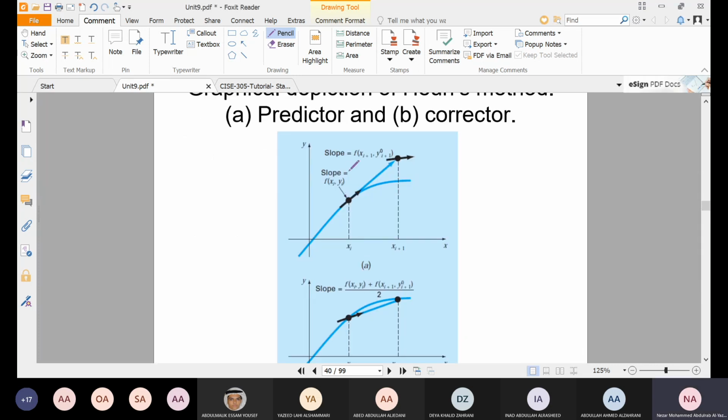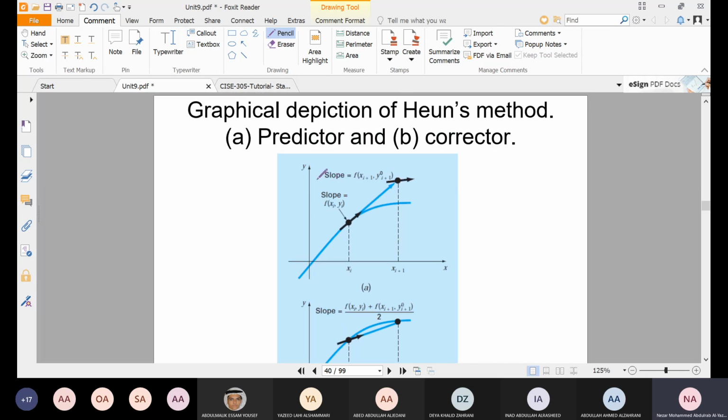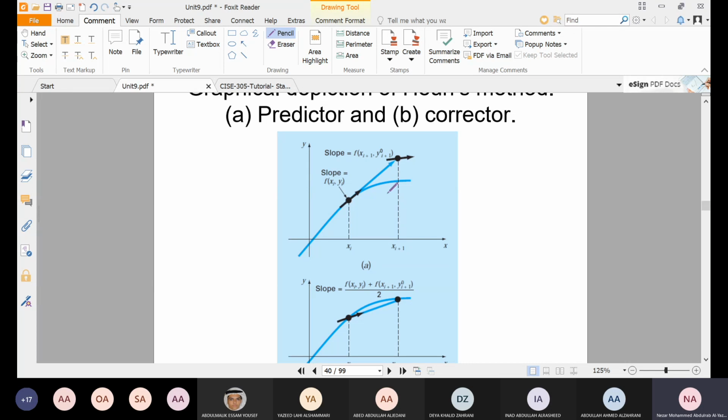Okay, so this is the method that we talk about. This is the predictor. We do the first slope. After that, we compute the slope at the end, and then this is the corrector, just to correct between them and find a solution at this point. We take the average between them.